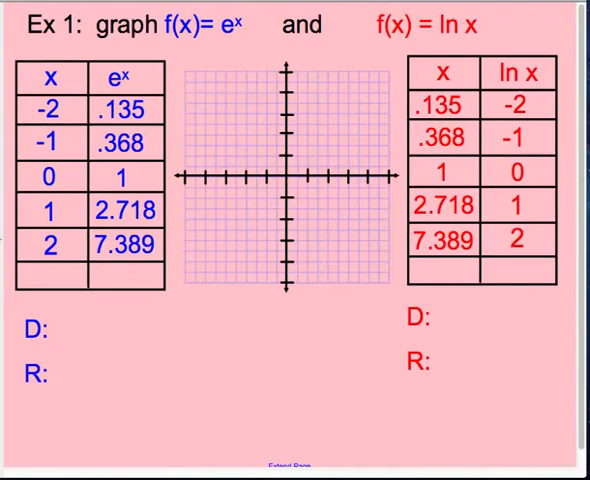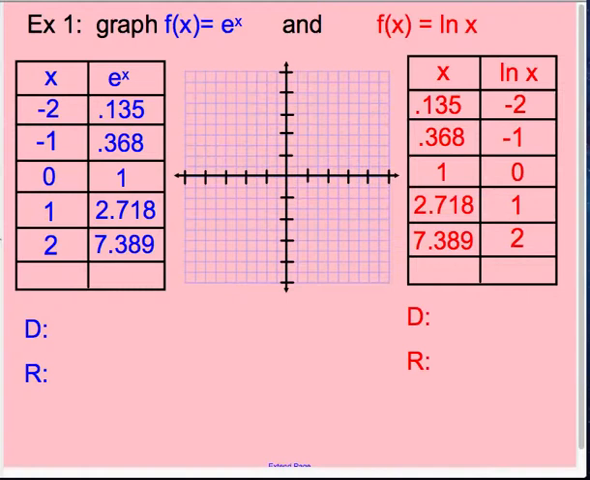So the first thing that I have is my e to the x and natural log of x charts all filled out because I didn't want to waste time punching buttons on the video. I know you guys know how to substitute and evaluate on your calculator. So all of these in the blue, of course, came from e to the negative 2 power, 0.135, and so on. And then for the reverse, remember the natural log is the inverse of e to the x. So I just took my values in the first chart and flipped them to get the values in my second chart.